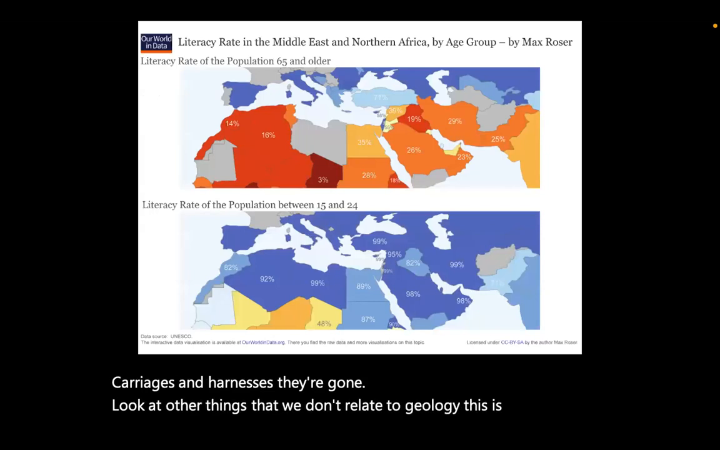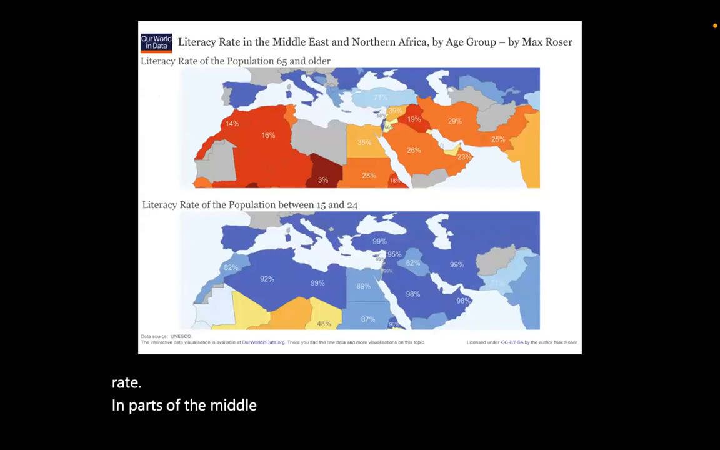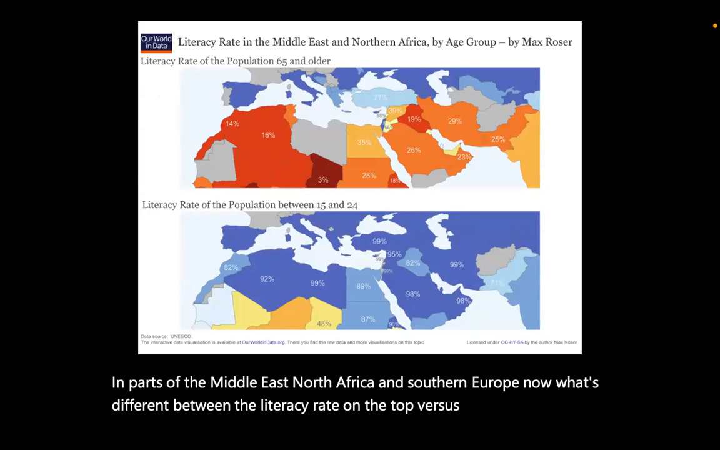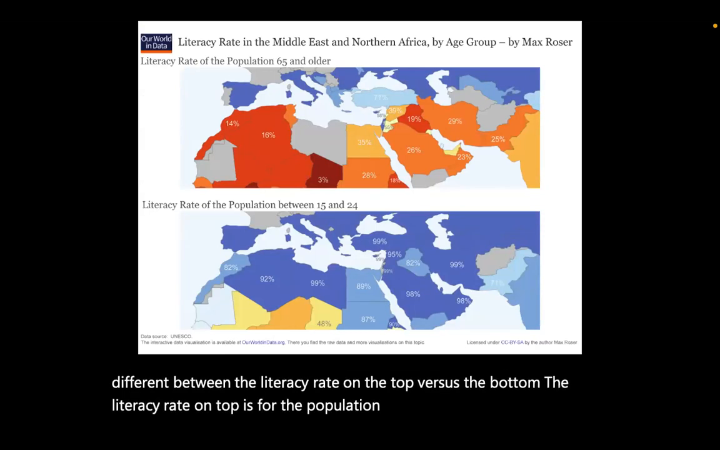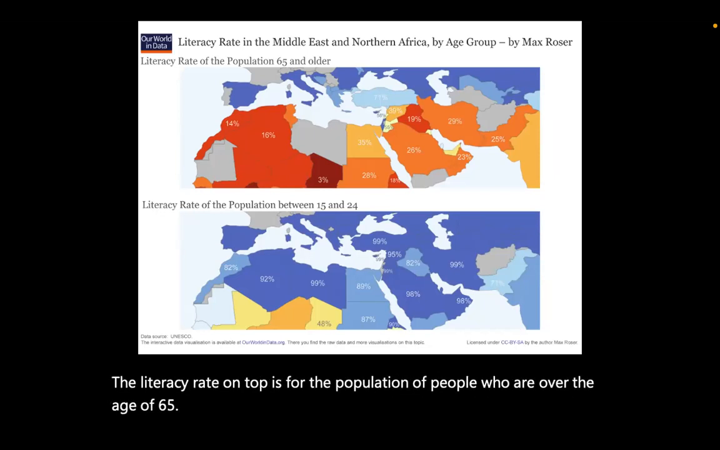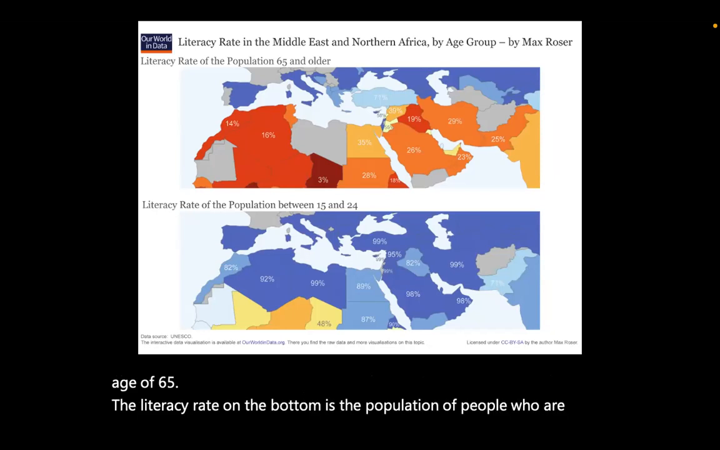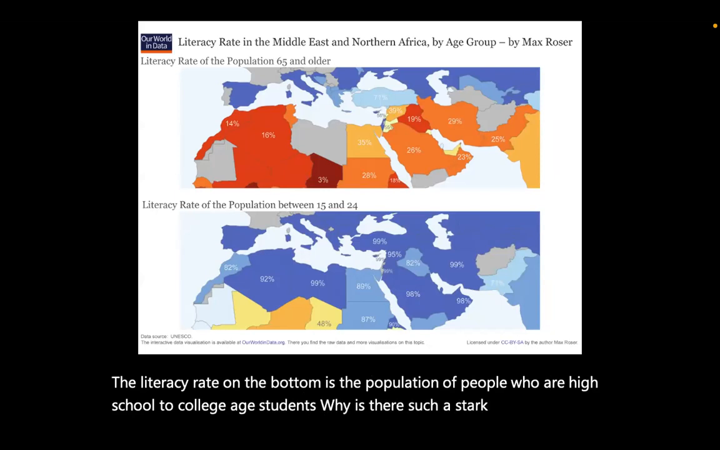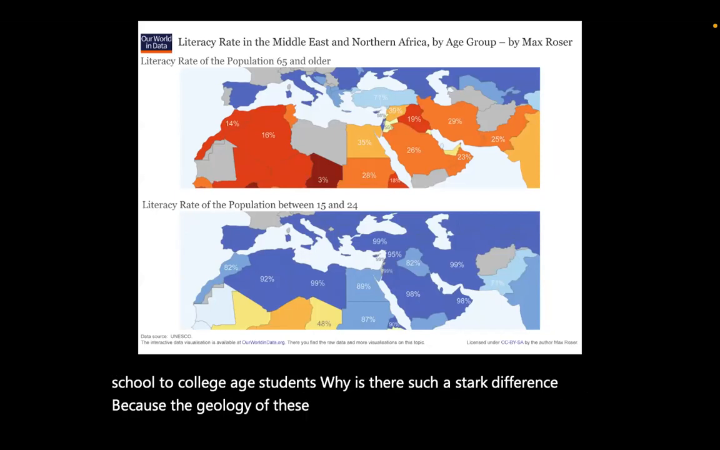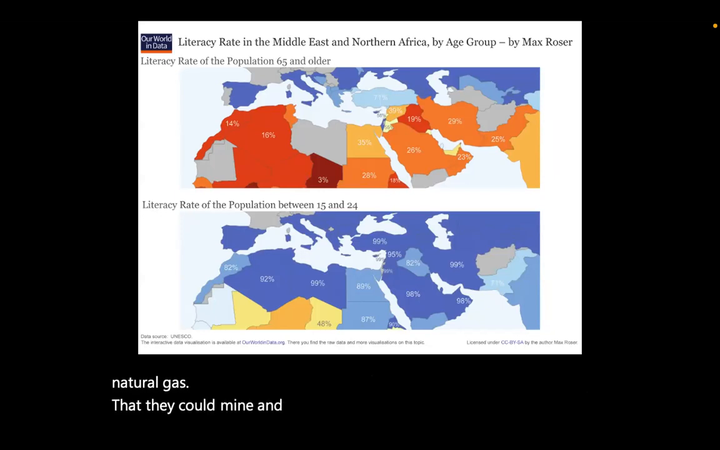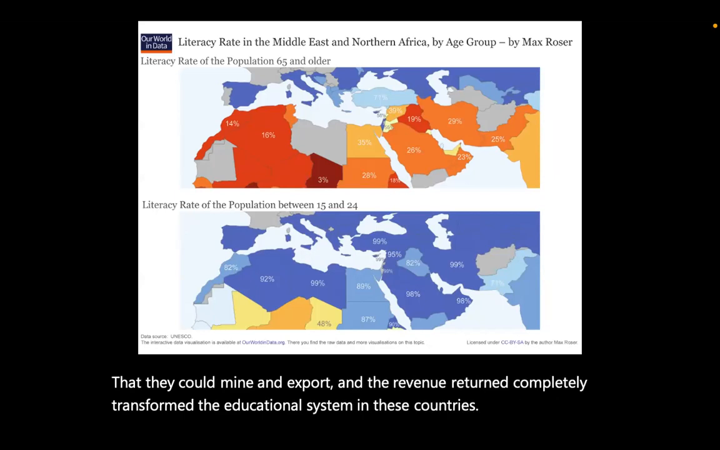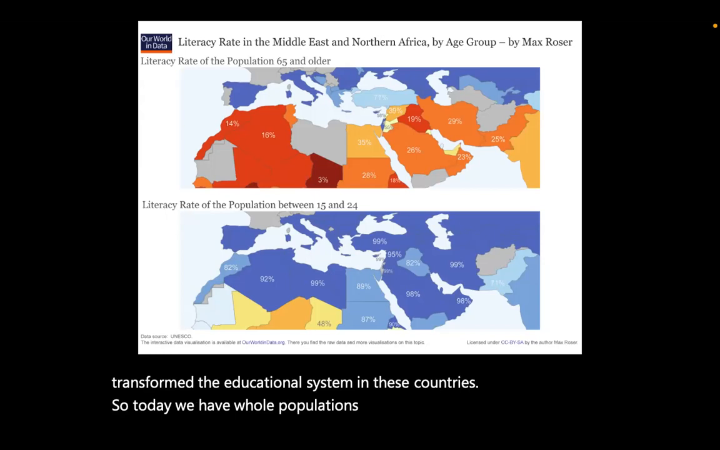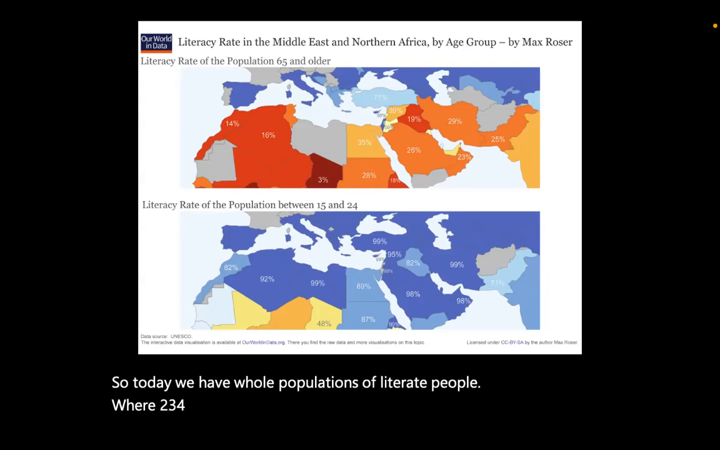Look at other things that we don't relate to geology. This is the literacy rate in parts of the Middle East, North Africa, and Southern Europe. Now, what's different between the literacy rate on the top versus the bottom? The literacy rate on top is for the population of people who are over the age of 65. The literacy rate on the bottom is the population of people who are high school to college age students. Why is there such a stark difference? Because the geology of these countries, they were blessed with oil and natural gas that they could mine and export, and the revenue returned completely transformed the educational system in these countries. So today we have whole populations of literate people where two, three, four generations ago, illiteracy was the norm.